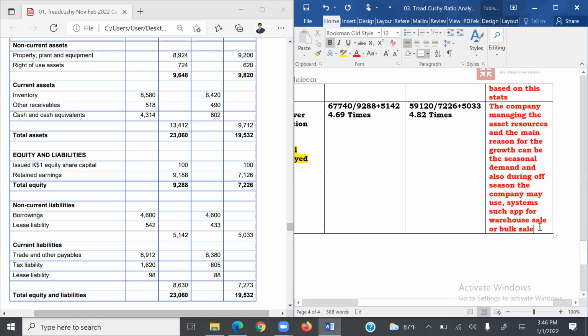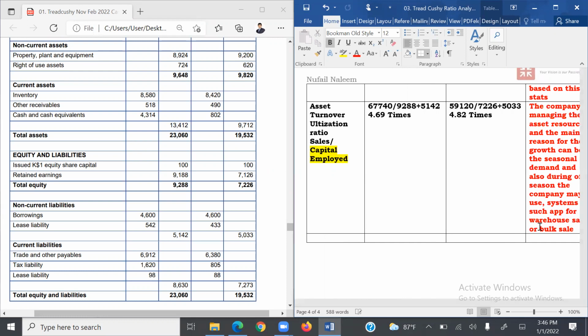So bulk sales they would have easily got using this. So frankly speaking, the numbers are healthy, students. So these are the returns. Actually, we are done with the complete return basis of the ratios at the moment.